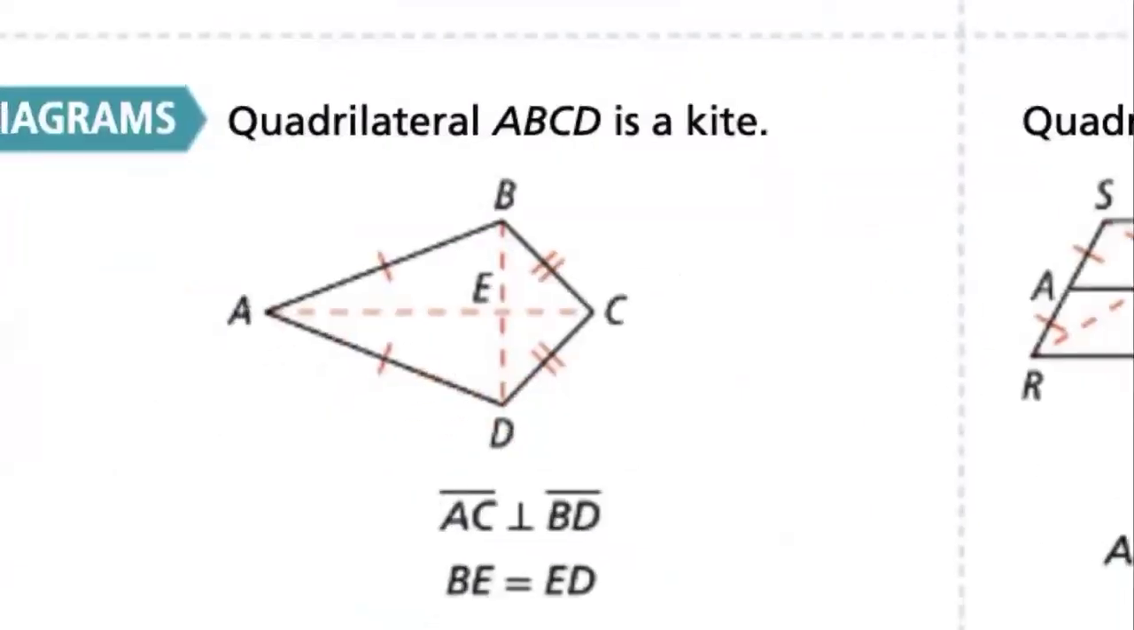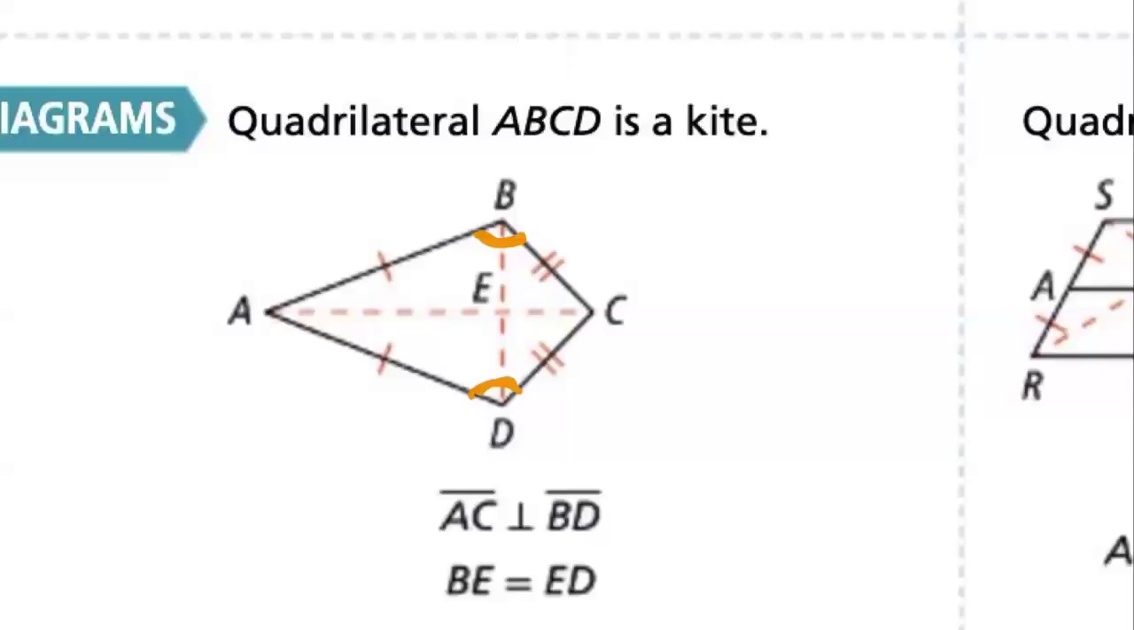So here you have a kite, two pairs of congruent sides. So this is congruent to this, and this is congruent to this. One thing it didn't mention is the angles: it only has one pair of congruent angles. This angle right here, ABC, is congruent to ADC. But unfortunately, these angles right here are not congruent.